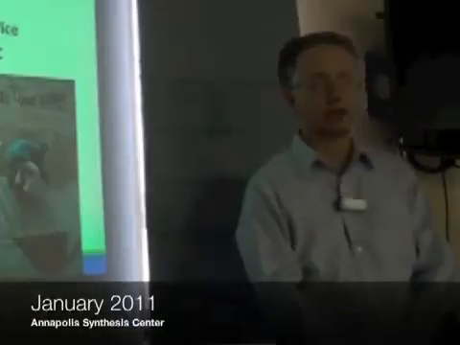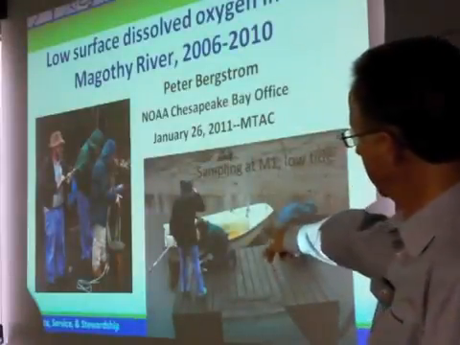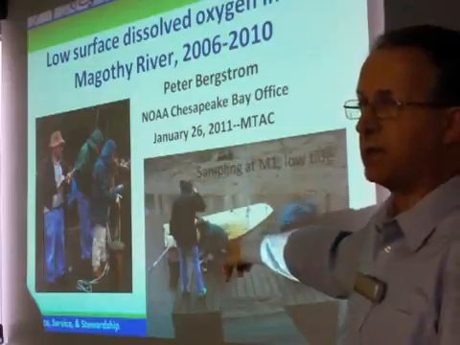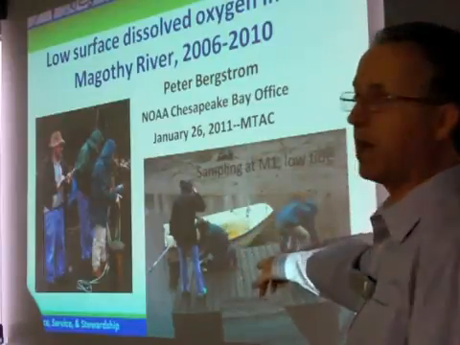I'm going to talk about dissolved oxygen in the Magothy River, and specifically about low surface dissolved oxygen, which is something you don't hear a lot about. These pictures on the first slide show some local volunteers monitoring on Mill and Dividing Creek, and in particular notice this monitoring site in the lower right, which is a very flimsy floating pier that was sometimes touching the bottom.